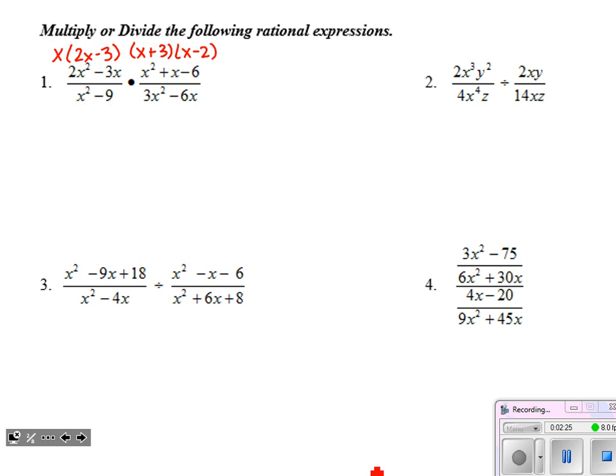We'll factor that. In the denominator of that first expression, I do have a difference of squares, x plus 3, x minus 3. And I have another GCF, a 3x times an x minus 2, that I can factor out for the denominator of that second fraction. Okay, so we have all of our train cars established. Let's see what we have across the numerator when we hook that up. I've got x times 2x minus 3 times x plus 3 times x minus 2.